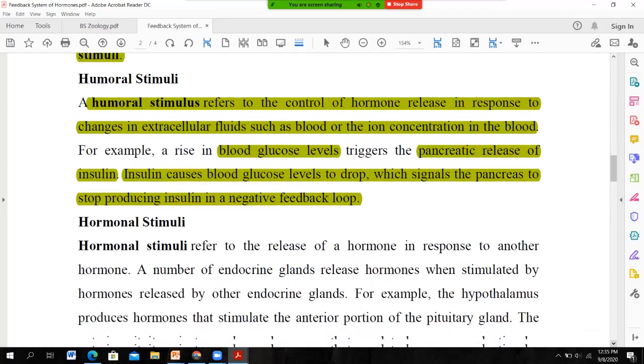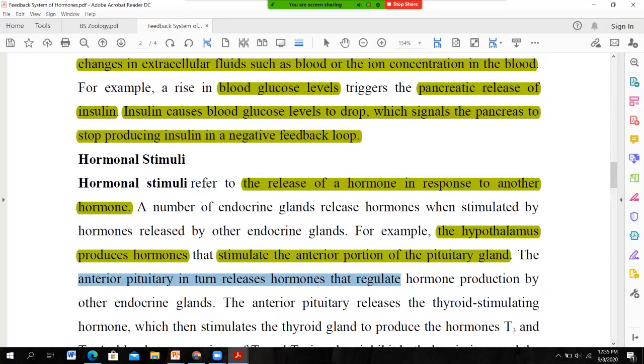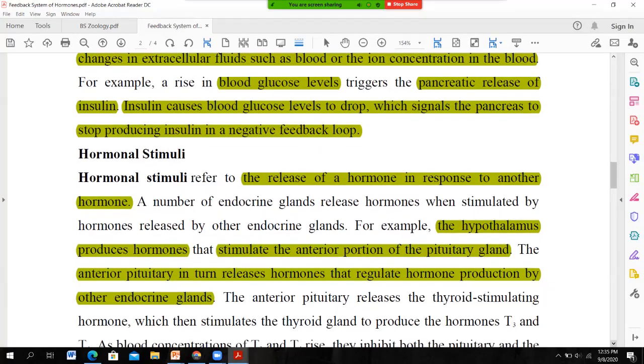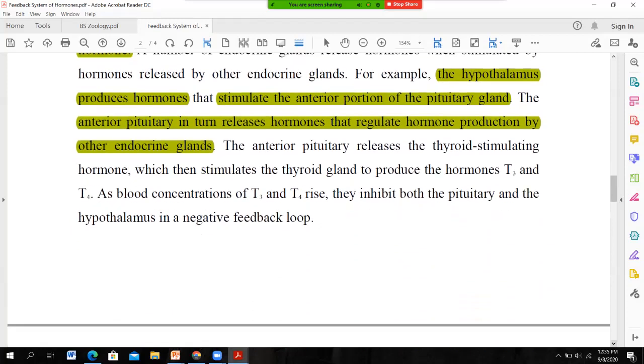Hormonal stimulus refers to the release of a hormone in response to another hormone. A number of endocrine glands release hormones when stimulated by hormones released by other endocrine glands. For example, the hypothalamus produces hormones that stimulate the anterior portion of the pituitary gland to release hormones, and the anterior pituitary hormones regulate hormone production by other endocrine glands. So a hormonal stimulus means a hormone is released in response to a stimulus given by other hormones.